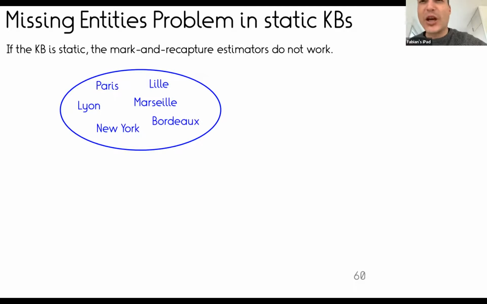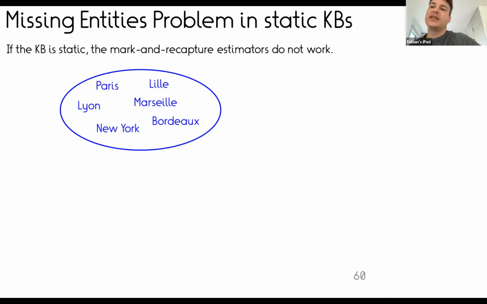Suppose I'm a French scientist and I'm trying to create a knowledge base of all the important cities in the world. Paris, Lille, Marseille, Bordeaux, New York, Lyon. Is there any important city missing in my knowledge base? Well, yes, of course there are. We can tell you. But how can we see this purely from the data? So only looking at this set of entities, how can we see whether some are missing if we don't have the sampling approach? Because they're just given upfront.